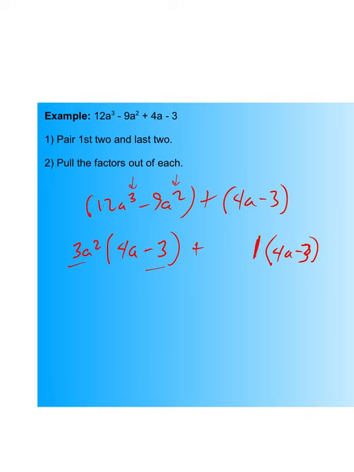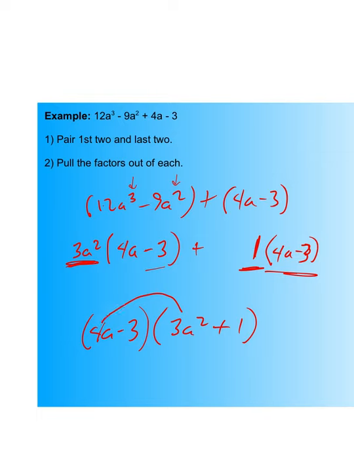Now, that 1 in front is important because when I pull out the 4a minus 3 down here, I do still need this 3a squared to be matched with something over here. So that's a 1. Again, if there weren't a 1 there, then we wouldn't multiply this 4a minus 3 on the right side when we go back through. In other words, this and this go together.